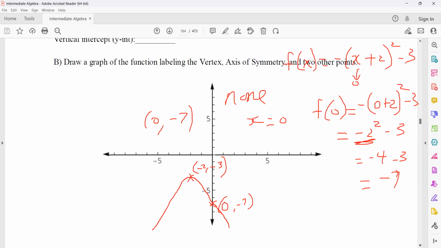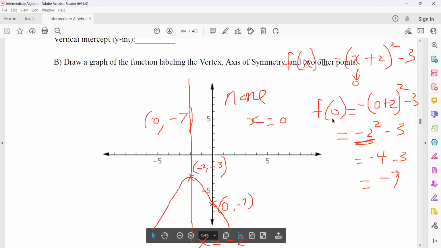And my graph will be something like that. And then I have this through. And what is this? X equals -2 for the axis of symmetry. All right. So you have that. So the x-intercept is none because it doesn't cut the x-axis. It doesn't cut the x-axis. All right.